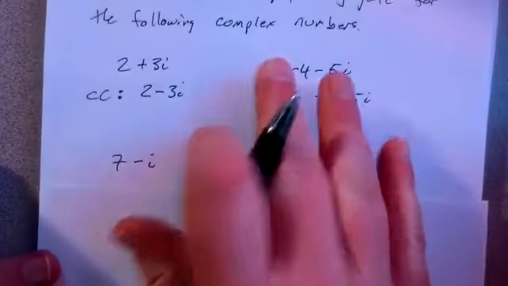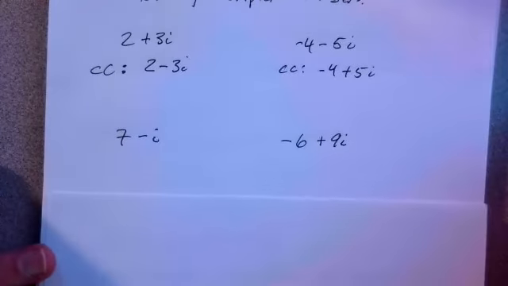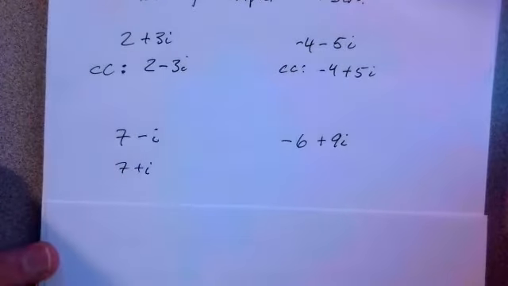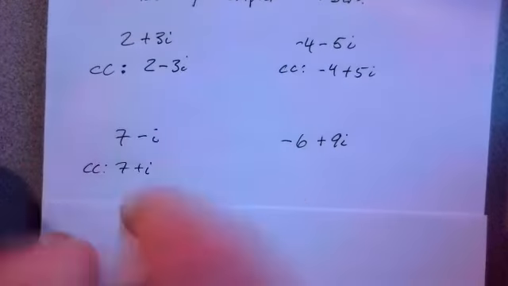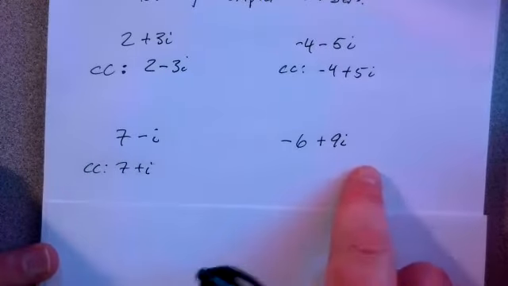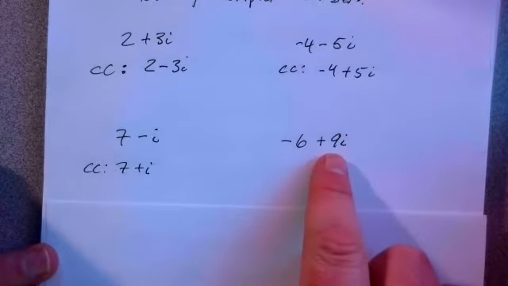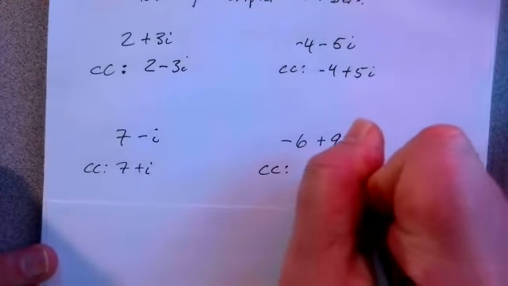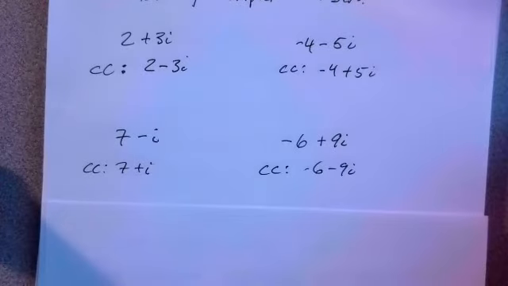Now let's take a look at another one. 7 minus i would turn into 7 plus i. So that would be the complex conjugate. For 7 minus i is going to be 7 plus i. Negative 6 plus 9i. The complex conjugate is going to be negative 6 minus 9i. It's really just that simple.